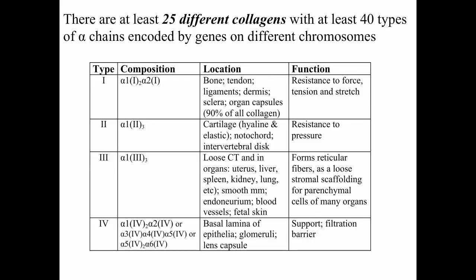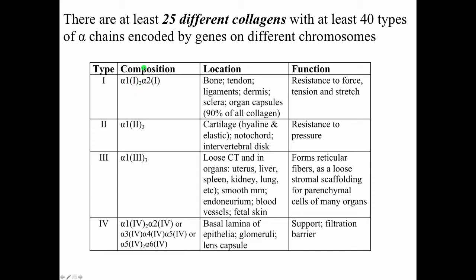There are at least 25 different collagens. I think your textbook now suggests there are 28 different collagens. There are at least 40 different types of alpha chains. These are encoded by genes on different chromosomes. For the point of our course, I want you to know about type 1, type 2, type 3, and type 4 collagen. So I've set up this little table to help you understand at least type 1, 2, 3, and 4 collagens.